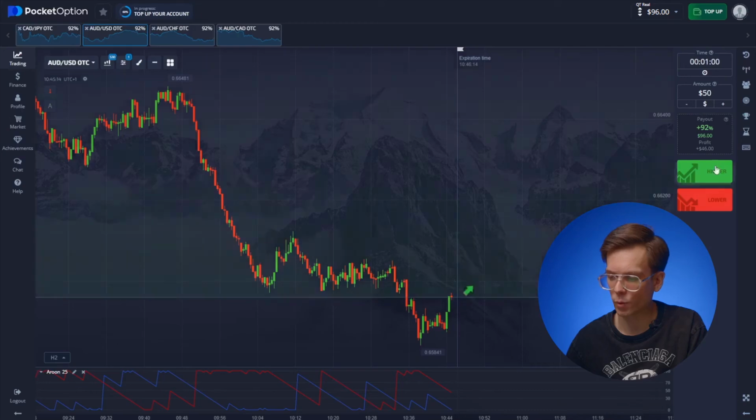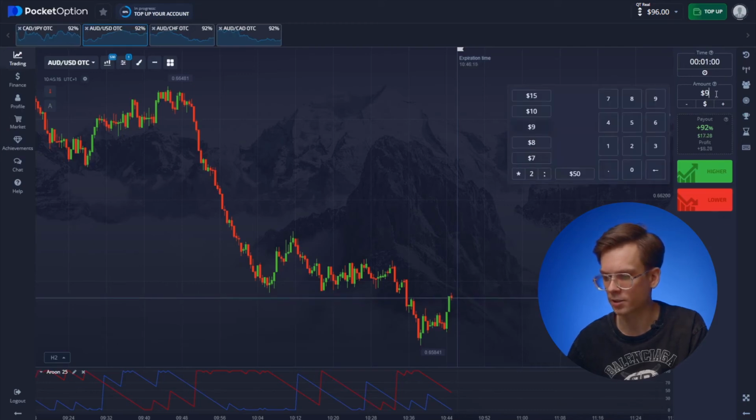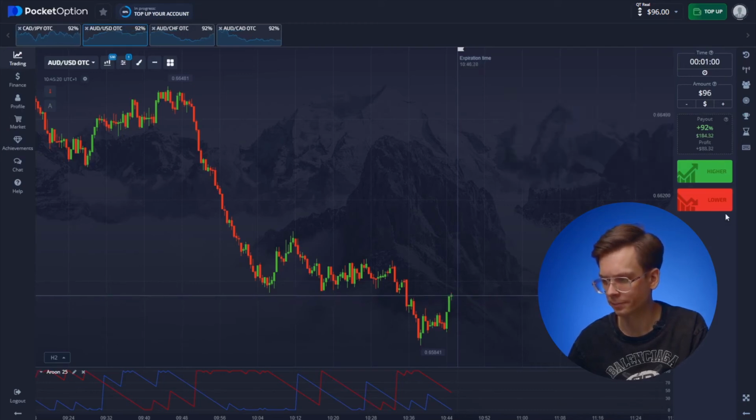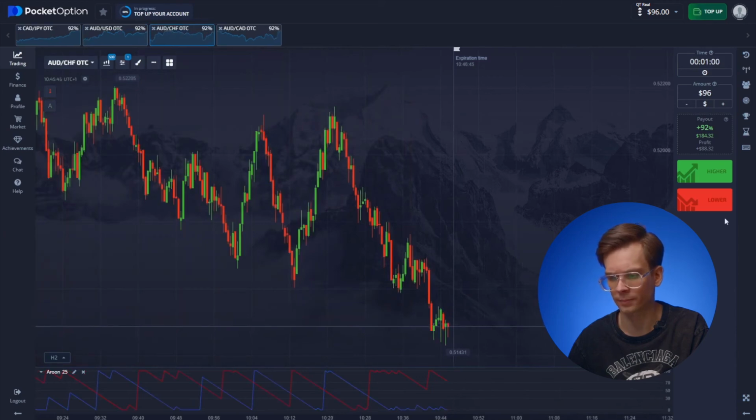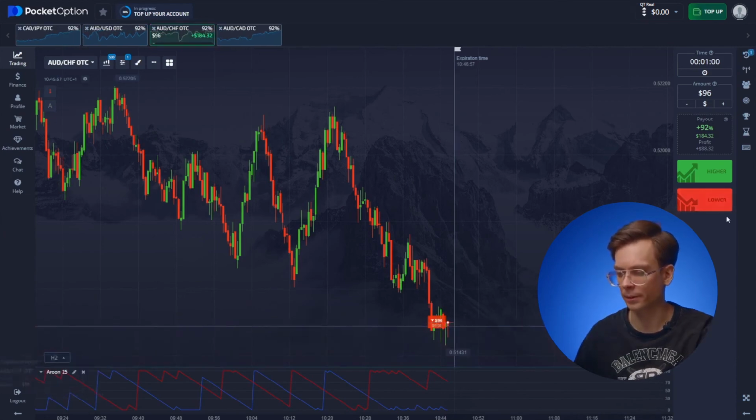Awesome. Next pair, Aussie and buck. Adjusting the investment to 96. But I'm uneasy about the situation on this asset, so let's switch to Aussie and franc. Yeah, and there I'm definitely hitting lower. And let me explain the situation on the chart.